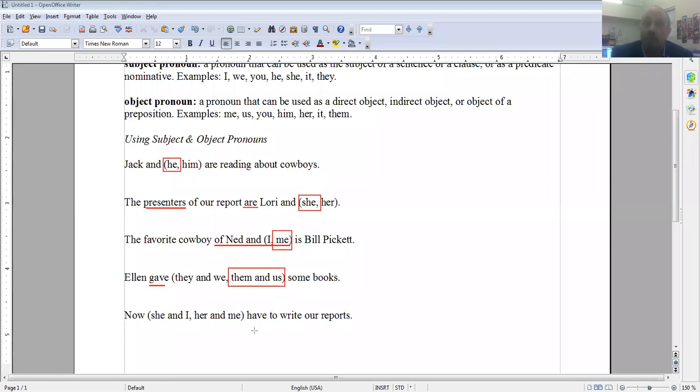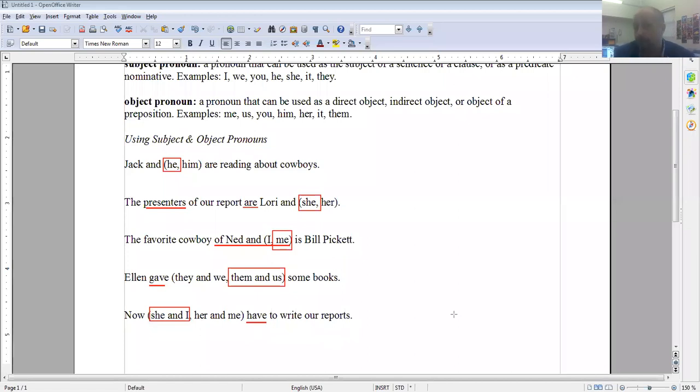And now we have our last sentence. Now she and I, or her and me, have to write our reports. There's my verb, followed by an infinitive to write, reports, direct object. Who has to write would be the subject of the sentence. And in this case, we've got two of them, and we have to use subject pronouns. Now she and I have to write our reports.